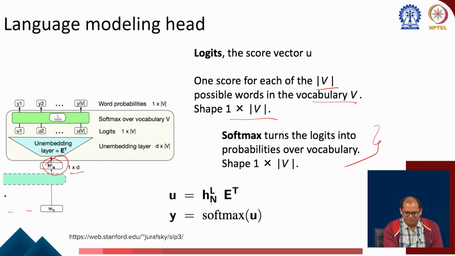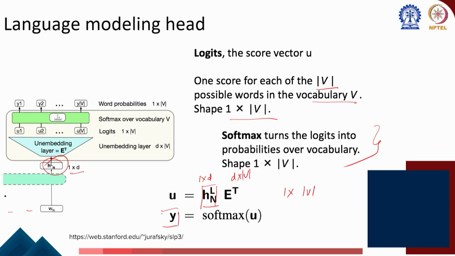Right. So, this is the output for the lth layer, d dimension, and you have this d cross v matrix that will project it back to the v vocabulary space. So, this gets you 1 cross v. Next you apply softmax and this gives you the probabilities, right, and that is what you do for language modeling in the case of transformers.